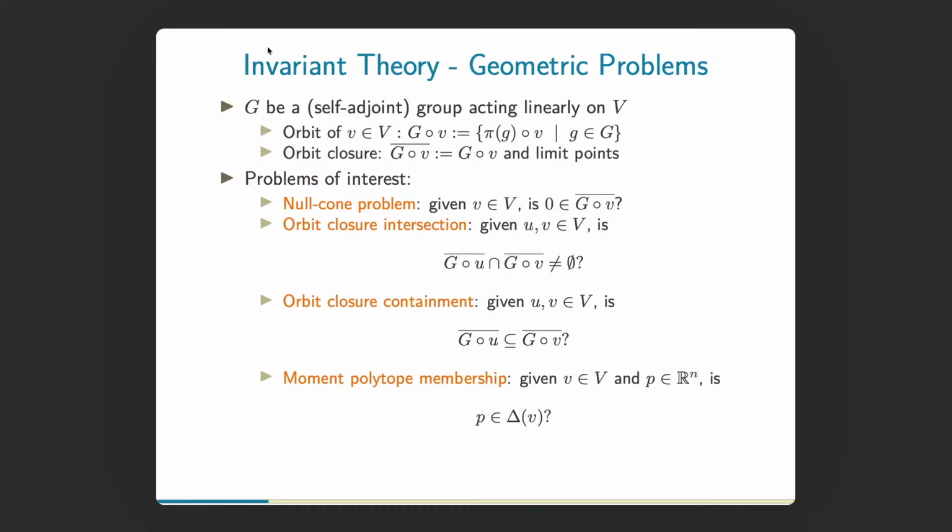Right? But I can give more details later. Today I'm just going to talk about the null-cone and orbit closure intersection, because just to define this would take a while. I'm here through the semester, so I can explain this to you later. So, okay.